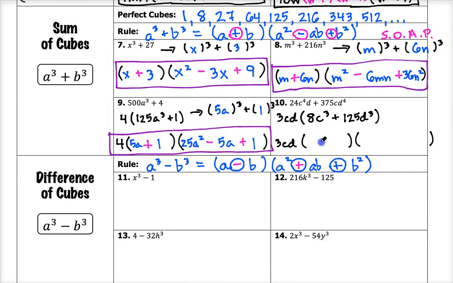So we're going to do a same, opposite, always positive, and let's think about what's going to go in our binomial first. So what are you cubing to get 8c cubed? You're cubing 2c. 2 cubed is 8, c cubed is c cubed. What are you cubing to get 125d cubed? Well, that would be a 5d. So that's your binomial. And then for your trinomial, 2c squared, that will give you 4c squared. 5d, if you square that, you get 25d squared. And then if you multiply those terms together, 2c times 5d, that is 10cd.